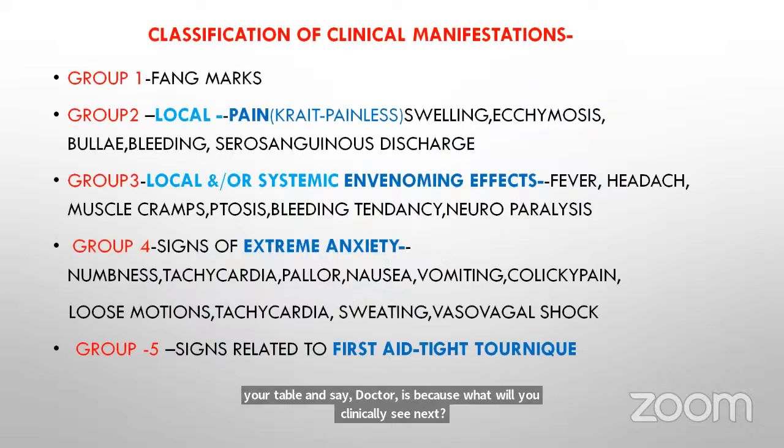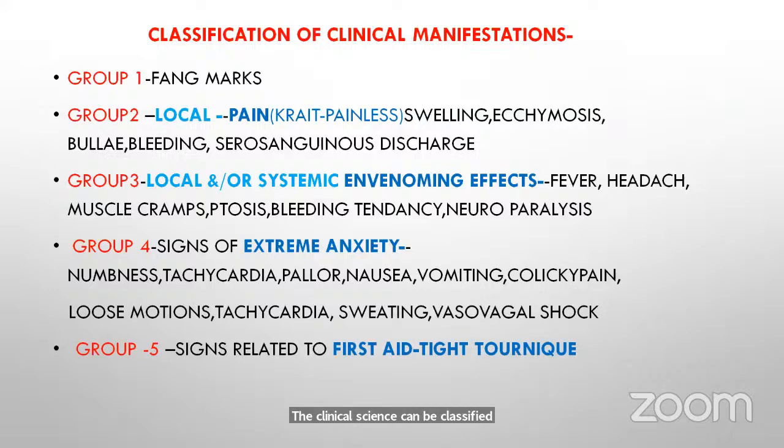The clinical signs can be classified into 5 groups. First is the fang mark. As I told you, the fang marks are very important. If there are 2 fang marks, it is poisonous. If there are multiple fang marks, it is a non-poisonous one. Then the second group is the local one. Remember, pain is a very common thing, but a krait bite is a painless bite.